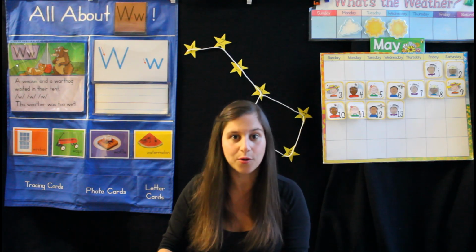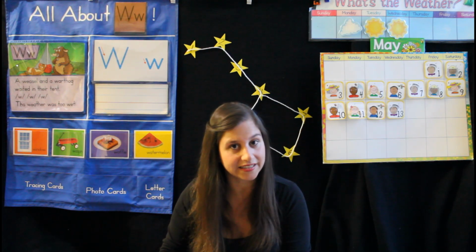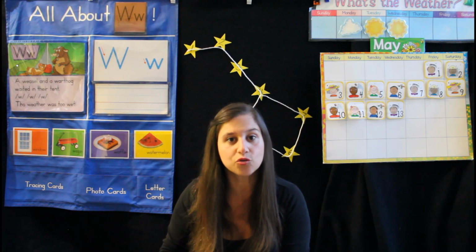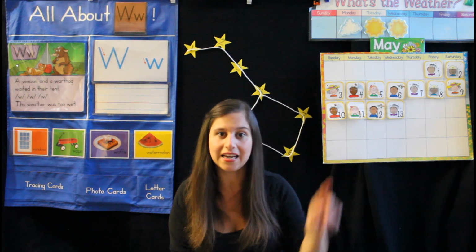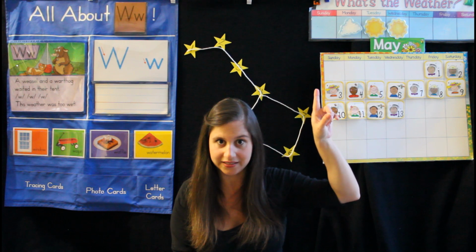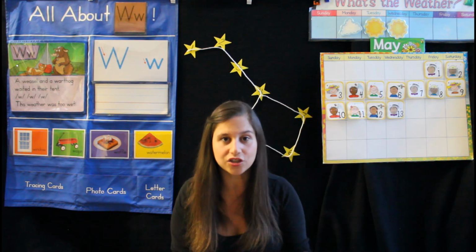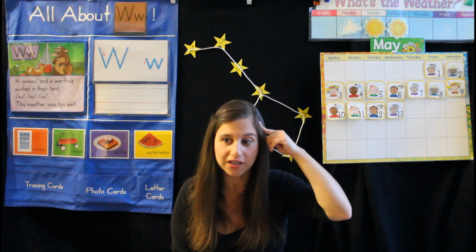Let's remember what a constellation is. A constellation is a group of stars in the sky that if we connect them like dot to dot, they make a picture if we use our imagination.